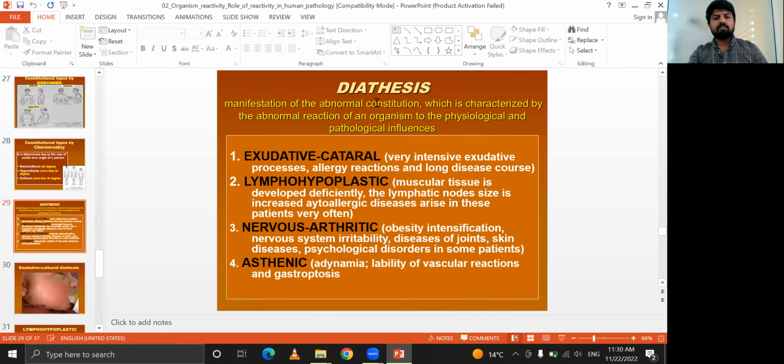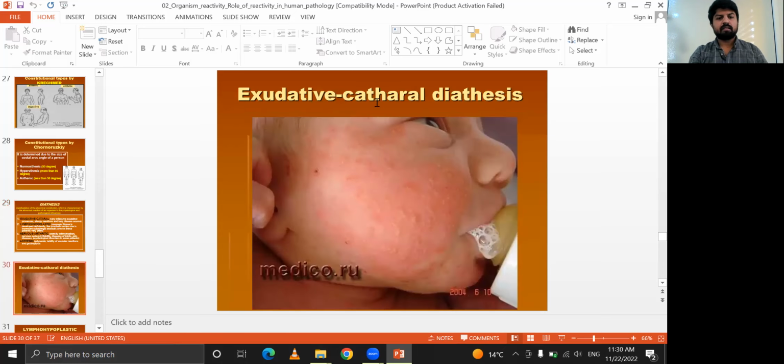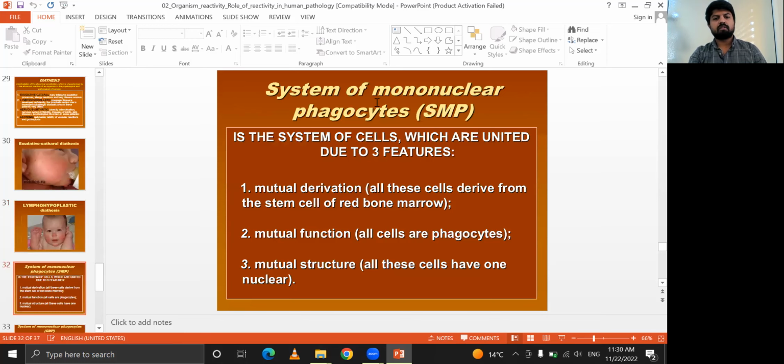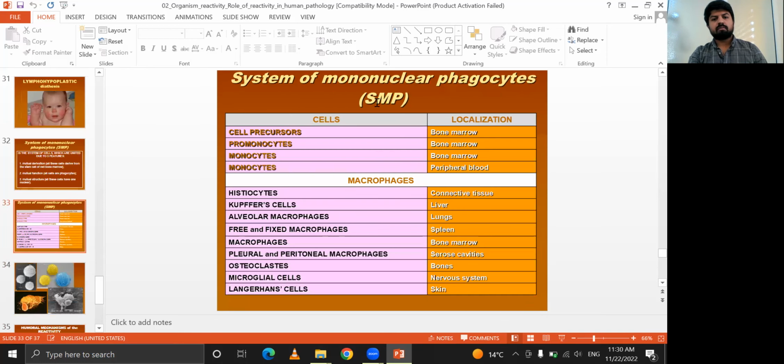Diathesis is a manifestation of abnormal constitution, characterized by abnormal interaction of an organism with physiological and pathological influences, like exudative, lymphatic, polyplastic, nervous, and asthenic. This is an example of the exudative diathesis, and as I told you, the system of the mononuclear phagocytes.